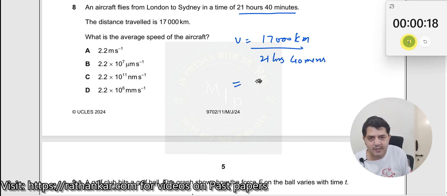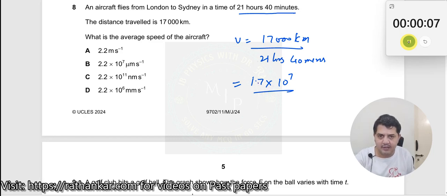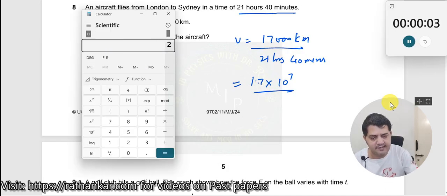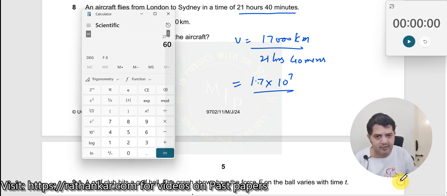So it should now be, I'll write this as 1.7 into 10 power 4 into 10 cube, which is 10 power 7, divided by 21 hours and 40 minutes. So this I need to convert. How do I convert this? I'll go back to my calculator. I'll write this as 21 multiplied by 60. I want to convert it into seconds over here.